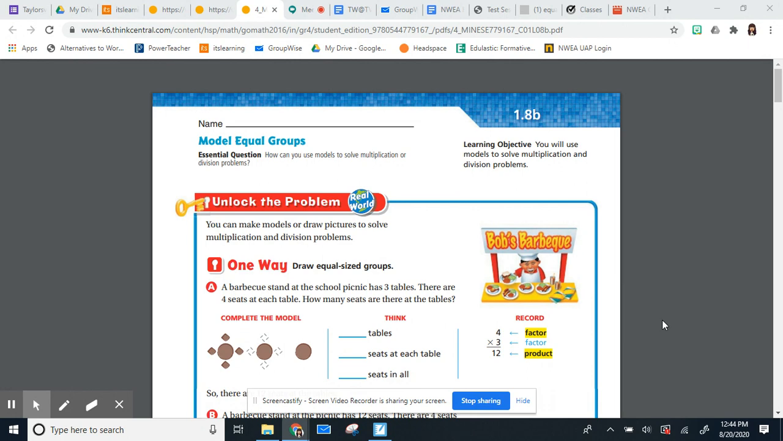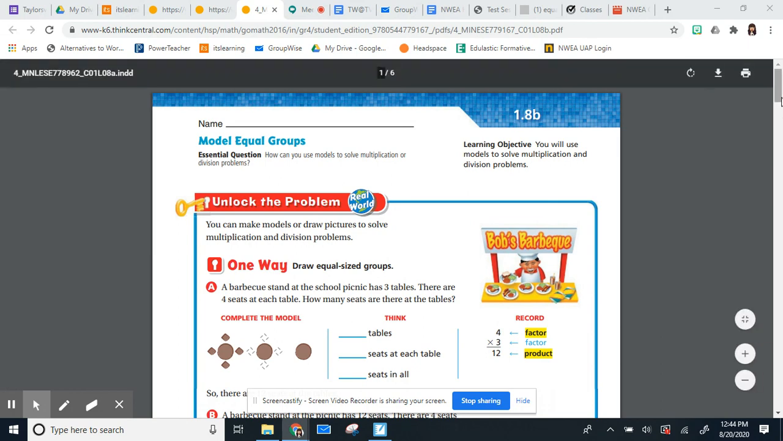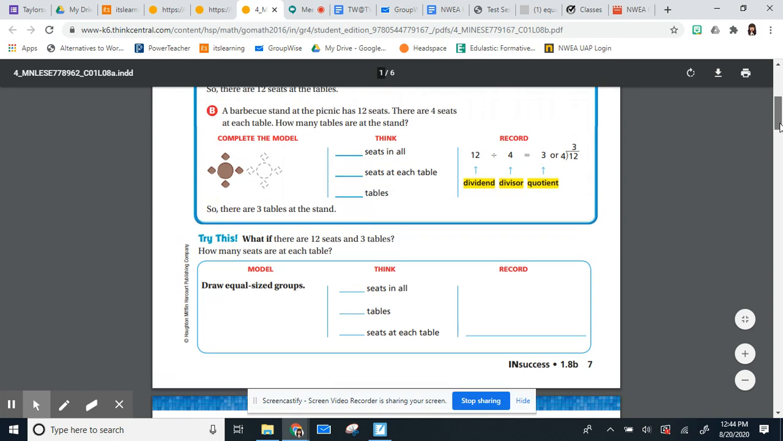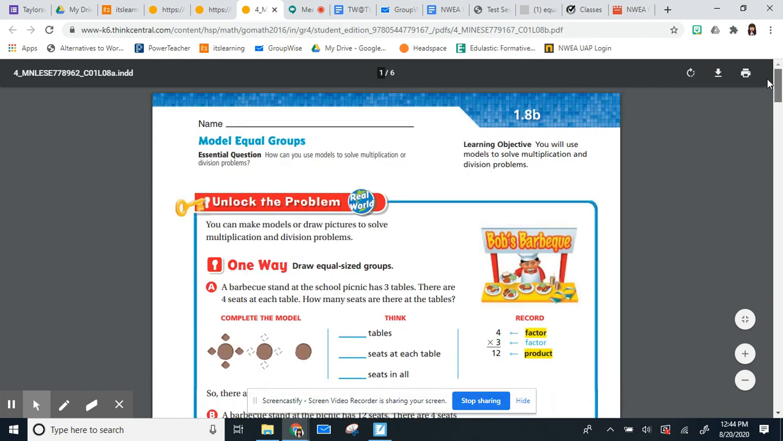So, this is 1.8b and it's in your In Success math book. If you don't have your In Success math book at home, it's not a huge deal because you won't need it anyways to do the homework problems with this lesson. But if you do have it, 1.8b begins on page 7.